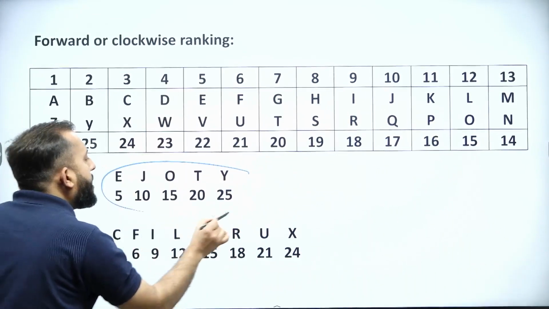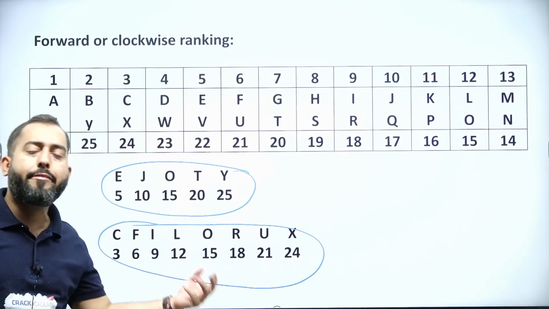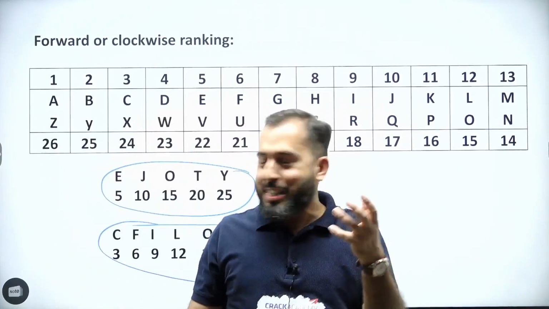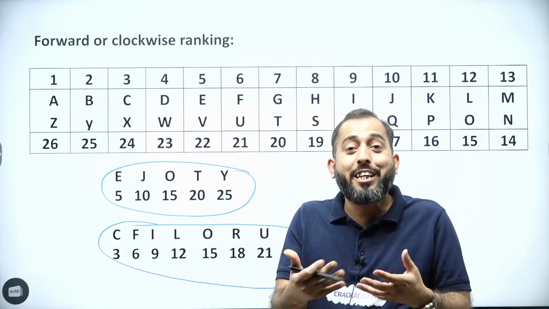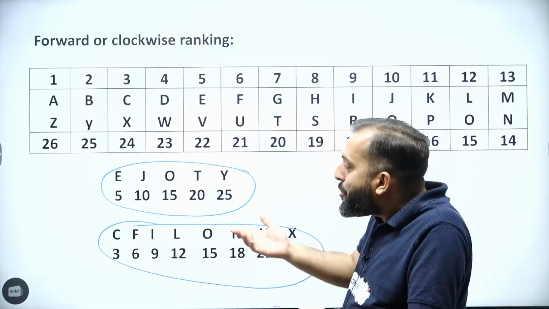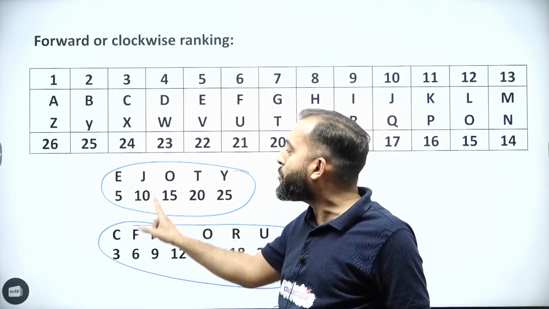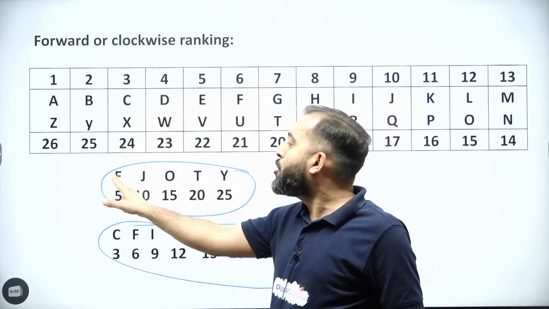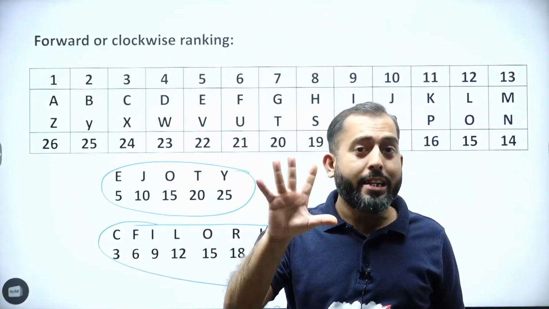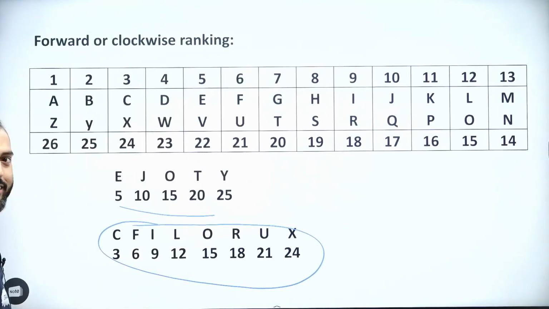Either you can remember these two words, EJOT and CFILORUX. EJOT sounds like the name of a girl. E comes at 5th position, J comes at 10th position, O comes at 15th position. So in EJOT, every letter is at a distance of 5 from each other, isn't it? You can observe.